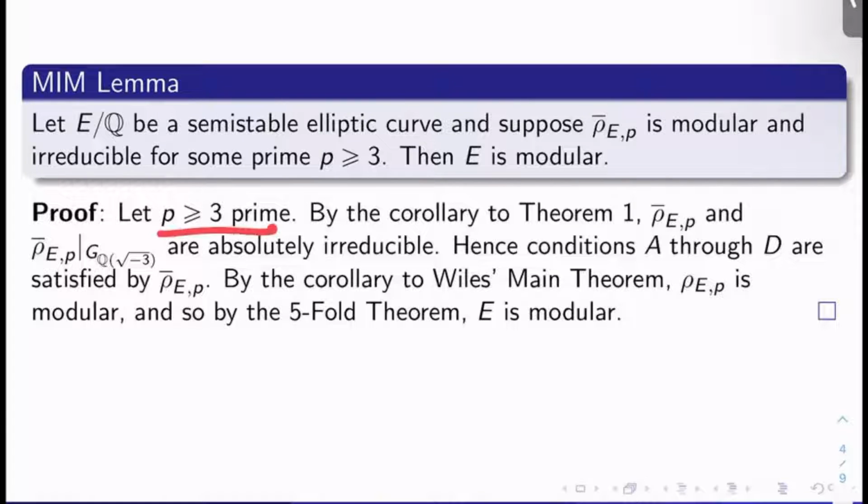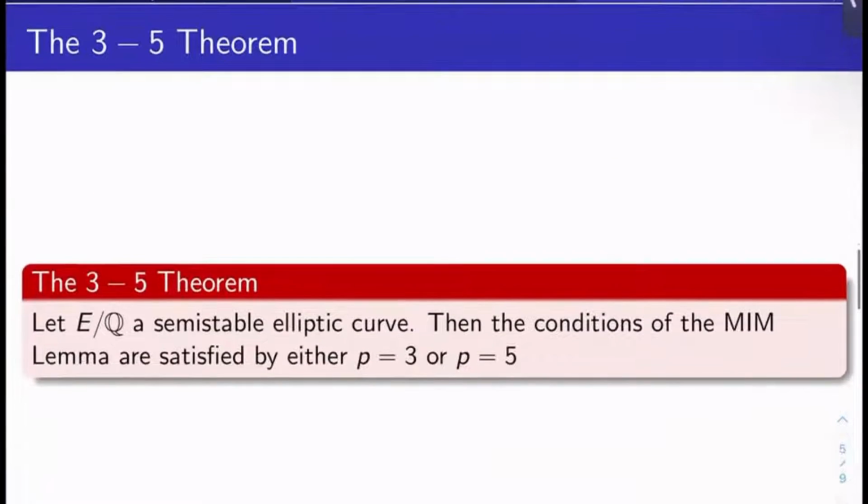So let P be at least 3. By the corollary we just discussed above to theorem 1, rho bar E,P and its restriction to the Galois group of Q adjoined root -3 are absolutely irreducible. Hence, conditions A through D are all satisfied by rho bar E,P. You can go back and check in previous videos to look at what conditions A through D are. So we have all the conditions in place for modularity lifting, which was the corollary to Wiles's main theorem. What does it say? It says rho E,P must be modular. And so by the 5-fold theorem, that's the same thing as E being modular. Okay, perfect.